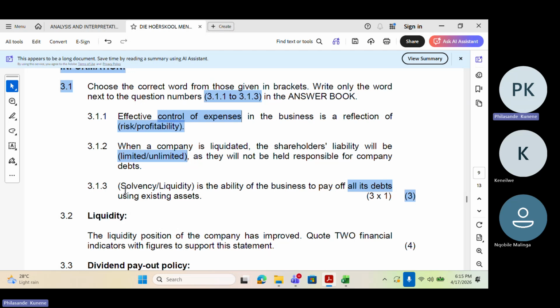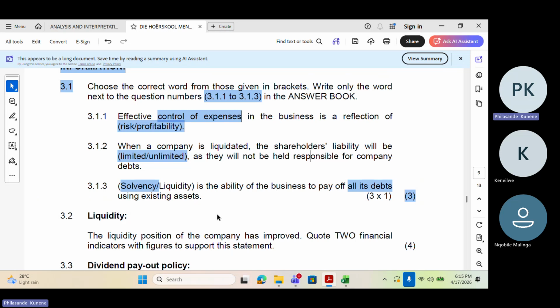Even like the solvency ratio. Do you know how to calculate a solvency ratio? Solvency ratio, it talks about total assets to total liabilities. That is the formula for a solvency ratio. So that one is very important. What you're saying is correct.